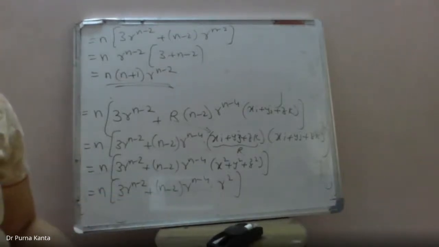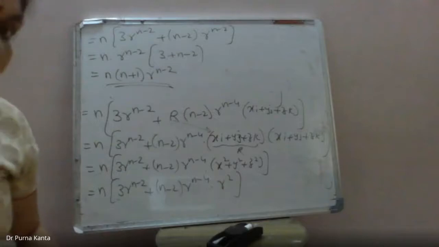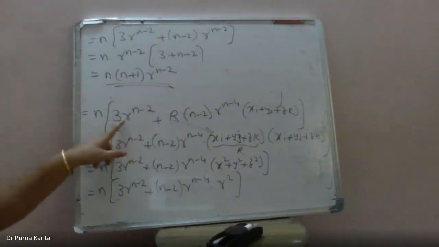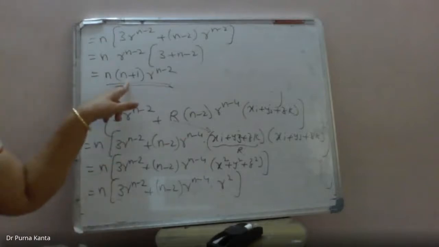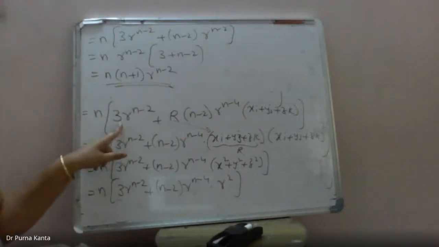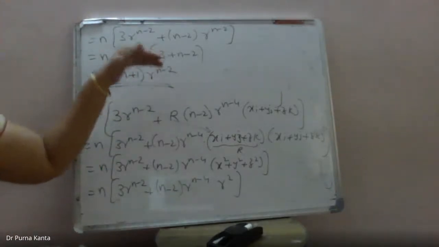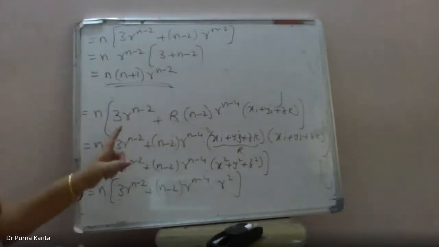So the main point you have to remember here is, while expanding the sigma notation, the first term comes 3 times. Only then will you get the value in the correct form. Why do we get 3 times here? One time we get for xi, one time for yj, one time for zk. That's why we need 3 times r power n minus 2 here. Did you understand why I have written this 3 r power n minus 2? That's why we got 3 times over here.